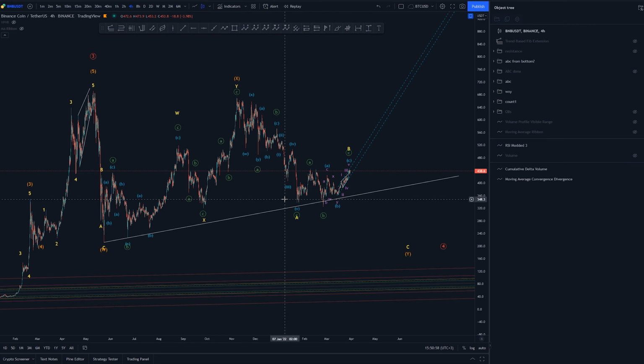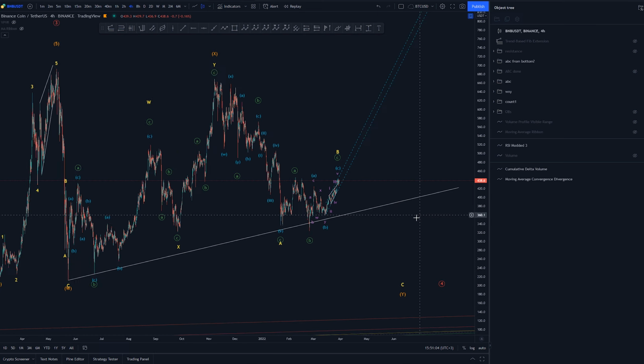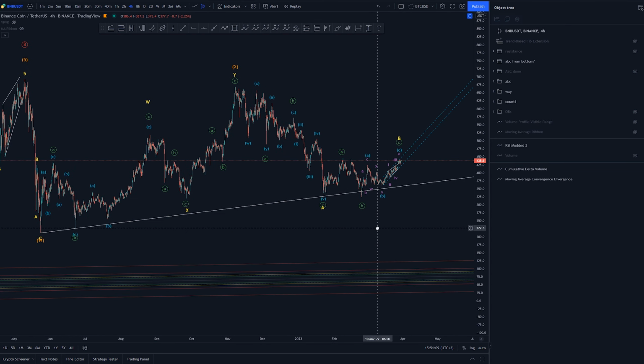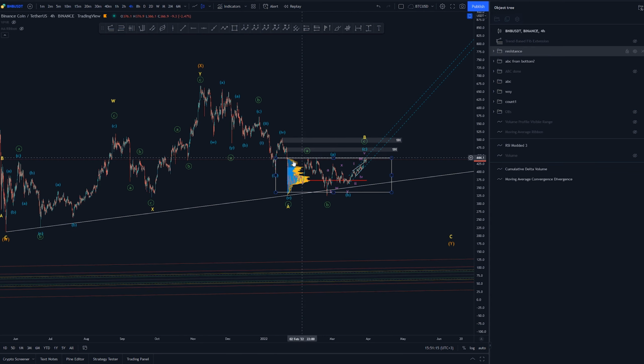This here is the Elliott Wave count that I have made for this coin, and if you don't know Elliott Wave, I got basic lessons set up on my channel if you want to take a look at those. Now let's go over first the basic resistance that we got around this area.